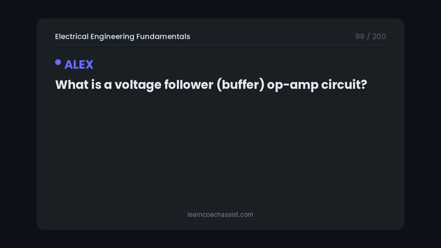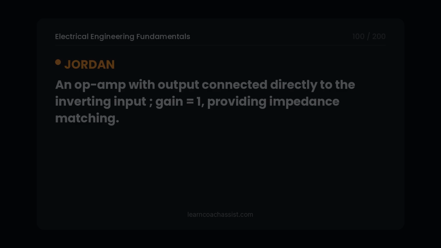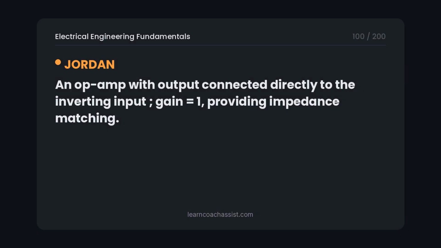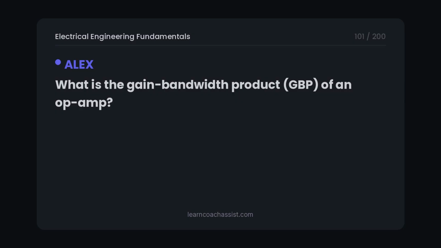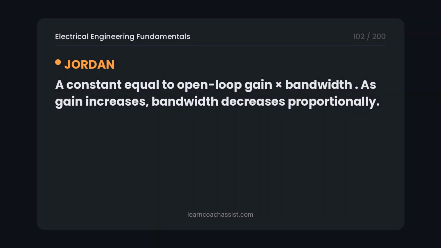What is a voltage follower, buffer, op-amp circuit? An op-amp with output connected directly to the inverting input, gain equals 1, providing impedance matching. What is the gain bandwidth product, GBP, of an op-amp? A constant equal to open-loop gain times bandwidth. As gain increases, bandwidth decreases proportionally.